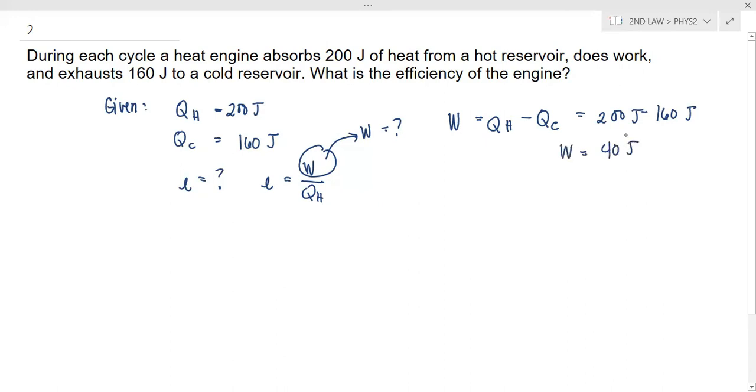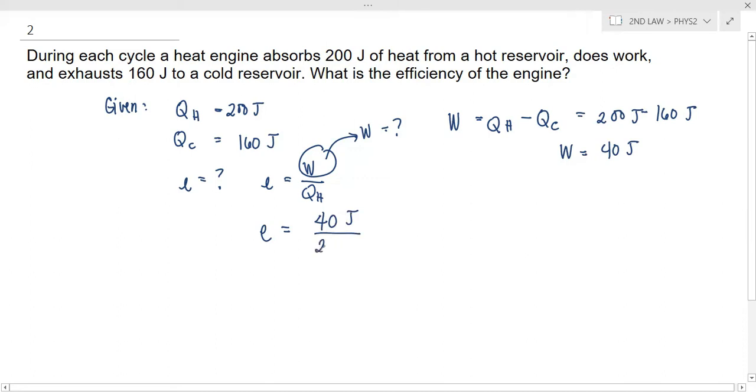Now we have a value for work. So to solve for E, we will substitute work with 40 joules divided by our QH, that is 200 joules. So 40 divided by 200, that's 0.20 or 20%. You just multiply this by 100 to obtain the percent form of the efficiency. So that is for this problem.